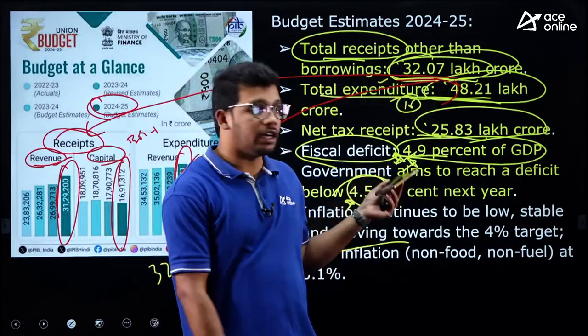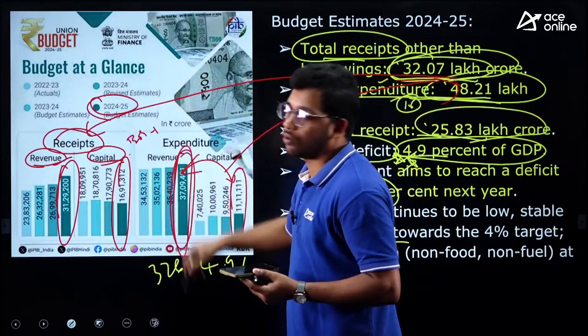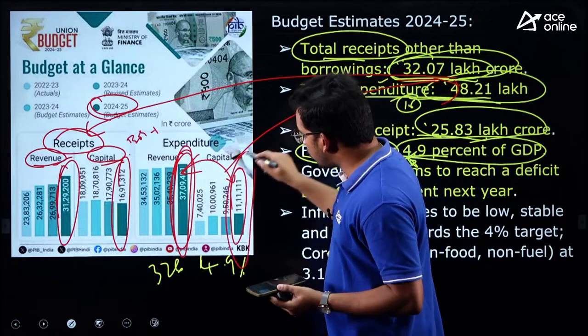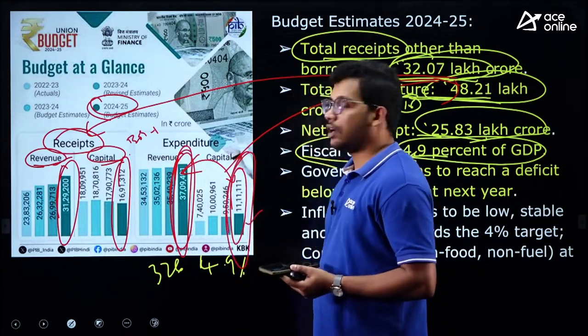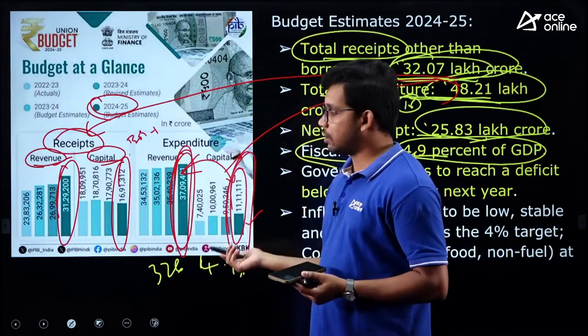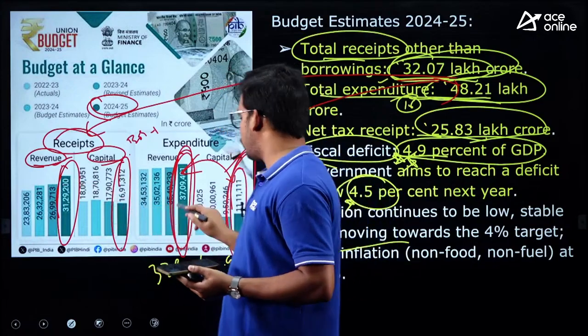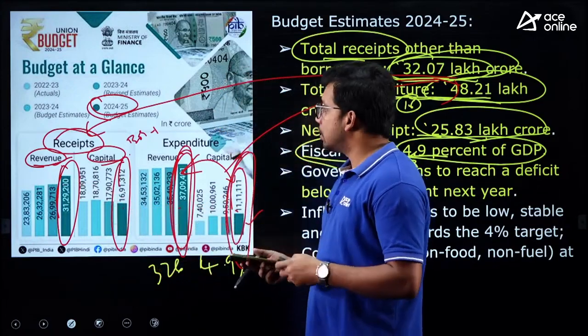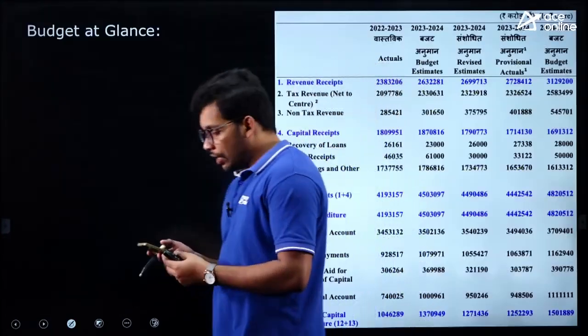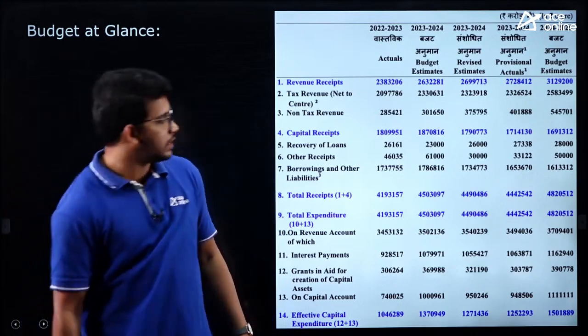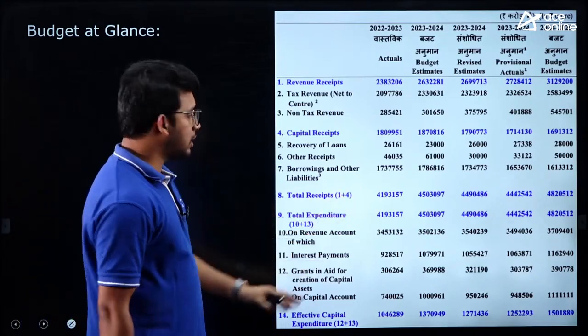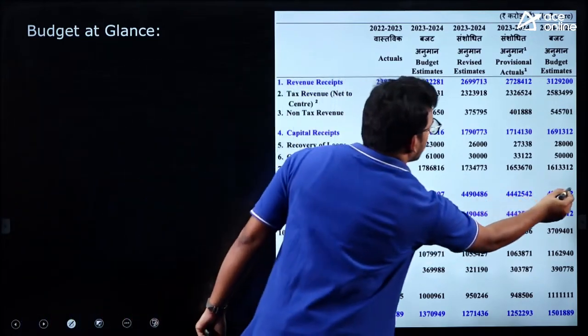So if you add these two, you will get 48 lakh crore. Expenditure is total 48. Out of that, revenue expenditure itself is more, which is a bad thing. We should promote more capital expenditure, right. So these 4 numbers you have to remember. Is this clear? Now, budget at a glance, we have already seen this. The total receipts of the government this year is 48.